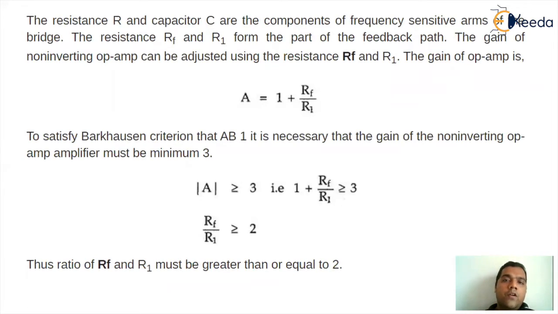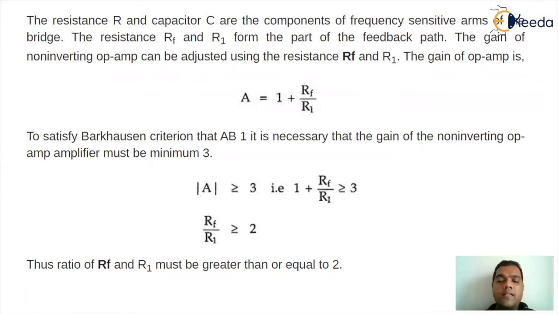Now, when I talk about the gain of the circuitry, the gain of the amplifier will be defined as 1 plus RF by R1. To satisfy the condition that A beta has to be equal to 1, the gain of the amplifier will come equal to 3. Under that logic, 1 plus RF by R1 can be taken equal to 3. Hence, RF by R1 will be taken as 2. So the value of RF should be equal to twice of R1.